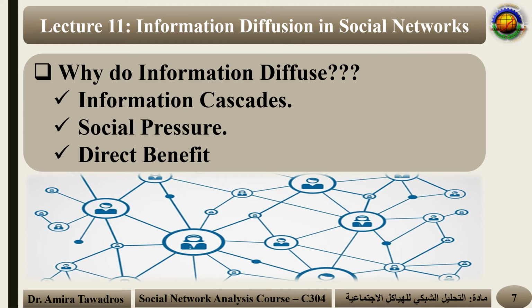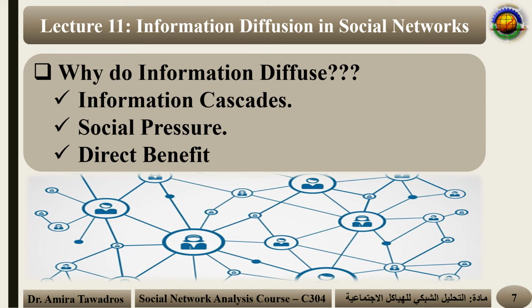In the previous slide, we studied how information diffuses, or how ideas diffuse and spread in a society, moving on from one person to another. So we studied how social networks are crucial for information to diffuse. But why does information diffuse? Why do ideas need to diffuse and spread inside a society?